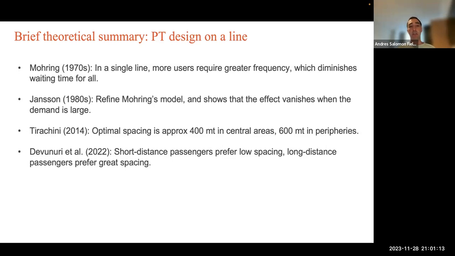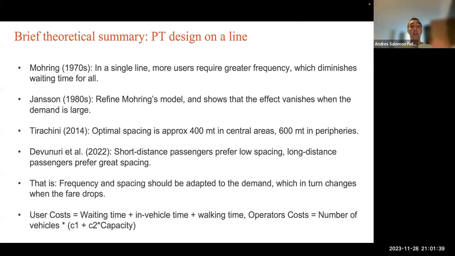In a paper from just 1 year ago, basically they argue that short distance passengers prefer low spacing because walking time is very important for them, whereas long distance passengers prefer great spacing because great spacing will increase vehicles' speed, right? They will need to stop fewer times, and long distance passengers care more about the speed. So, in all, frequency and spacing should be adapted to the demand, and the demand in turn changes when the fare drops. So that's why there is a need for analyzing how public transport should be designed when fares drop.